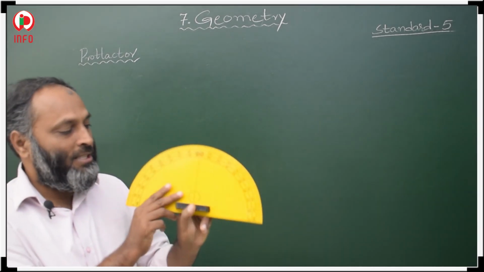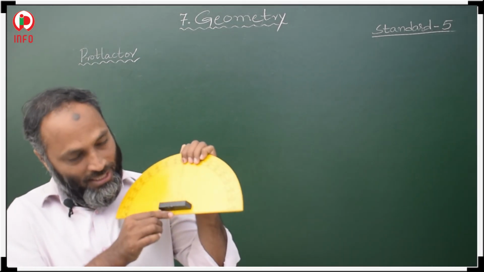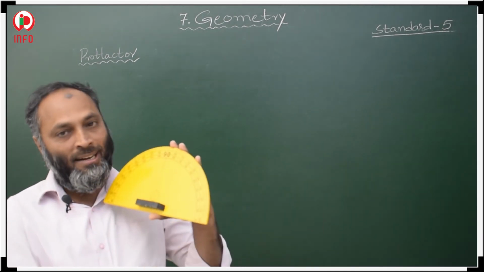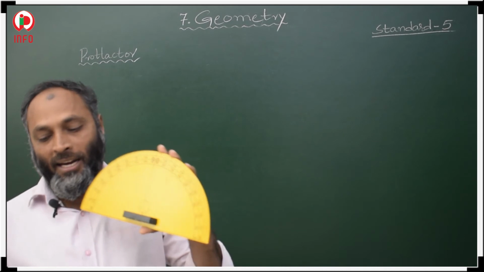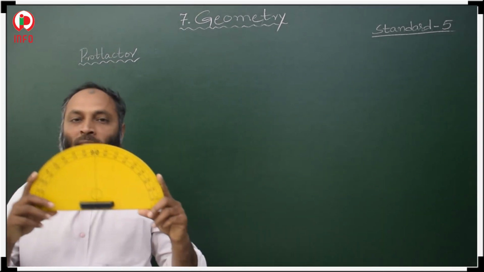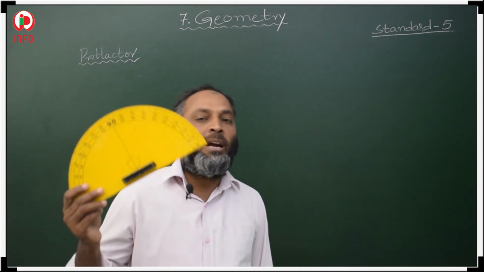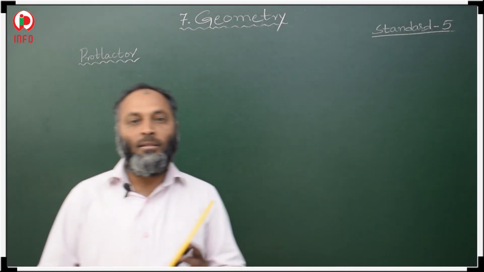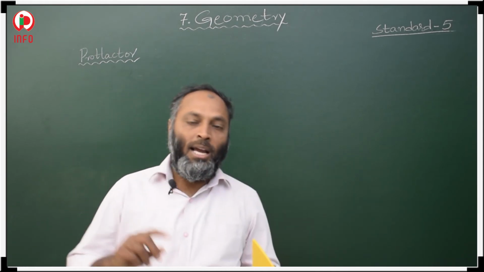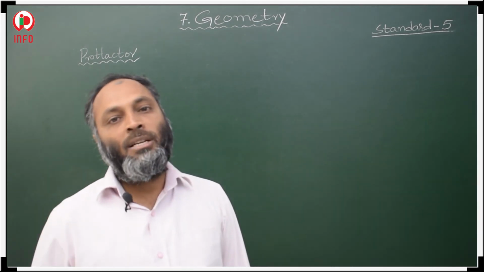So what is there in the protractor? The baseline is there, the intersection point is the center of the protractor, and the upside degrees are in clockwise and downside degrees are in anti-clockwise. This is there in your protractor. This protractor is used to construct an angle and also to measure an angle. For these two purposes we use this protractor, and angle units are degrees.